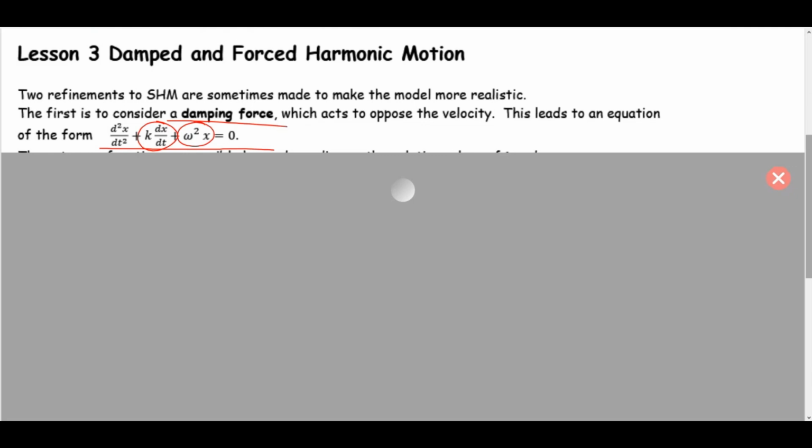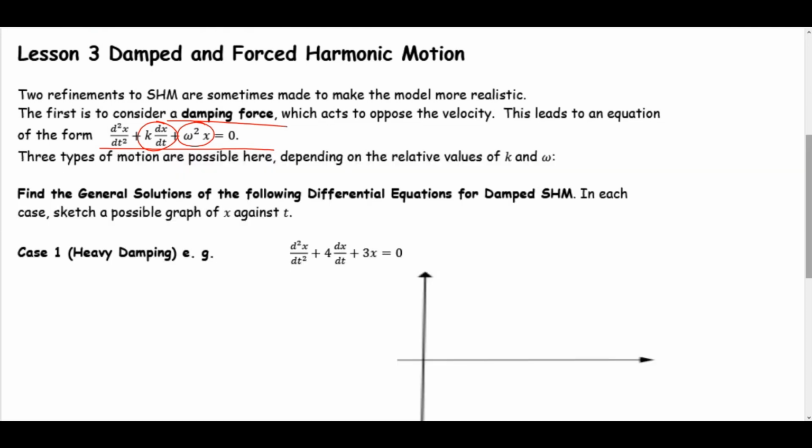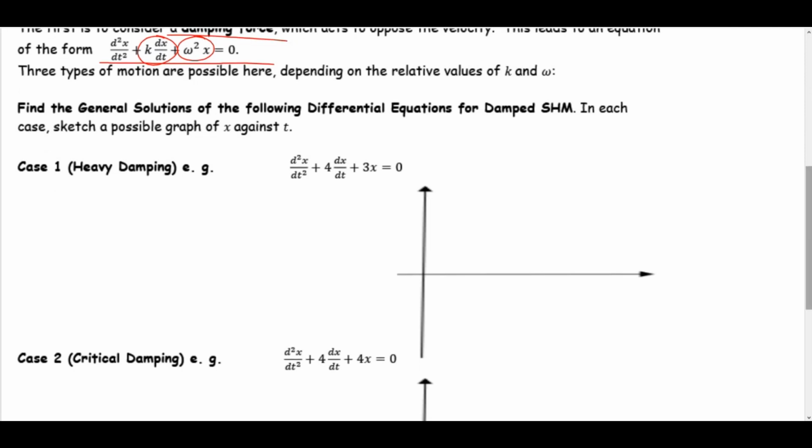Now, these differential equations can be solved using further maths methods, and that's what we're going to do. Interestingly, they will give different forms of solutions, so different types of motion, depending upon the values of k and omega. So I'm going to go through solving some of these, and then we'll do perhaps a more realistic exam question after that. I want to find the general solutions of these differential equations for damped simple harmonic motion. In each case, I want to sketch the graph of x against t, or a possible graph of that form.